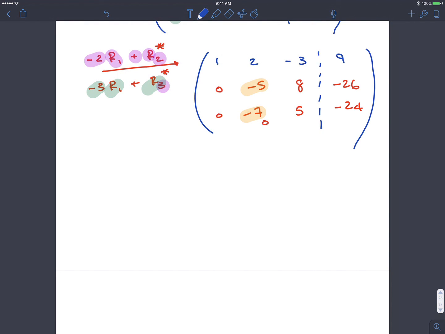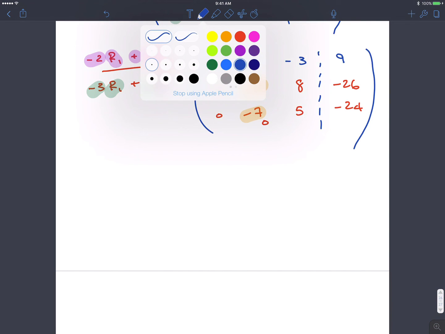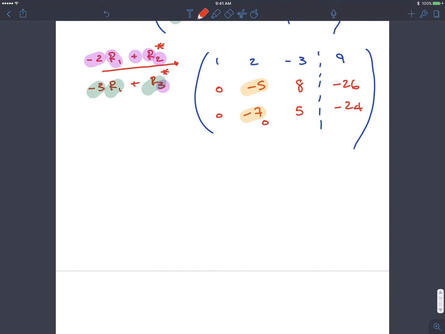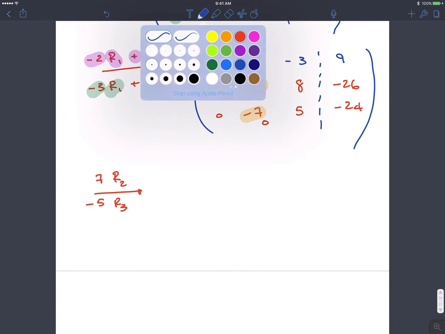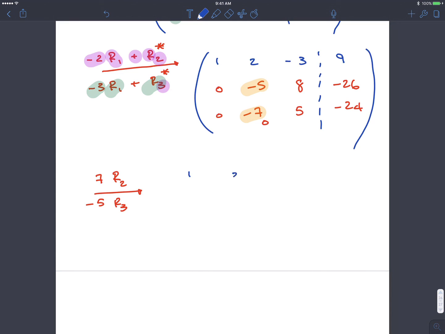Now, what I'm going to do to make the entries opposite, I'm going to change row 2. I'm going to multiply 7 times row number 2, and then -5 times row number 3. This will change row 2 and row 3. So I'm going to copy my entries in row number 1. And let's go through the process now.